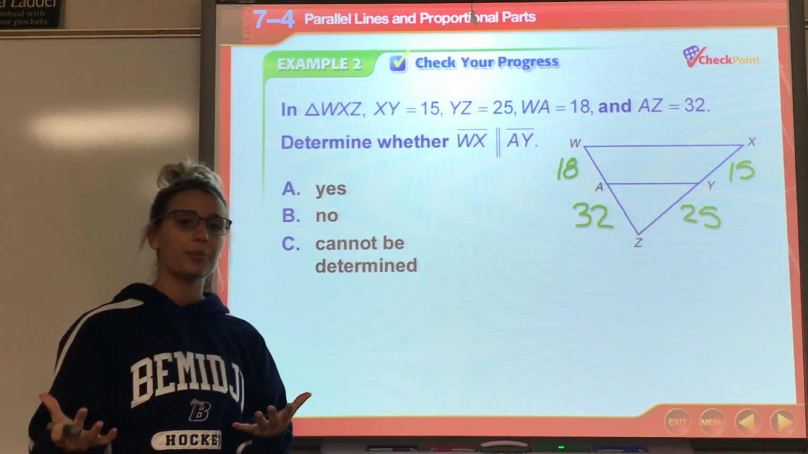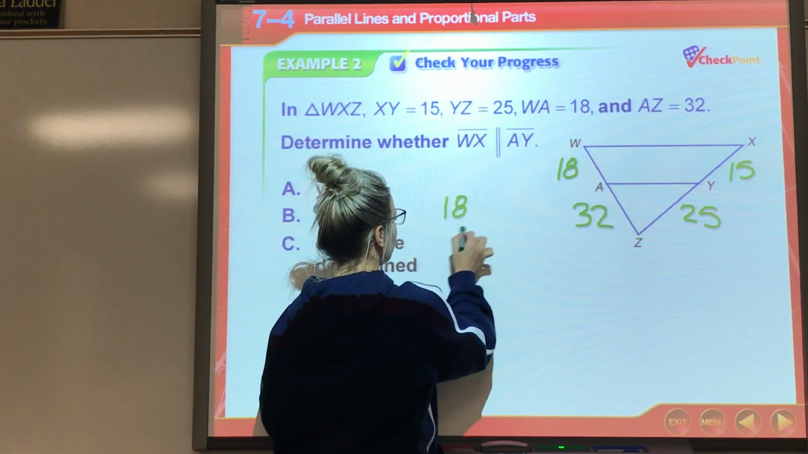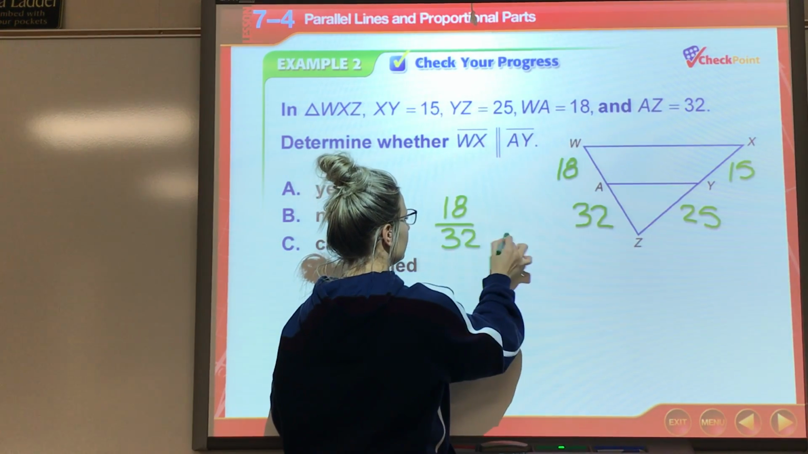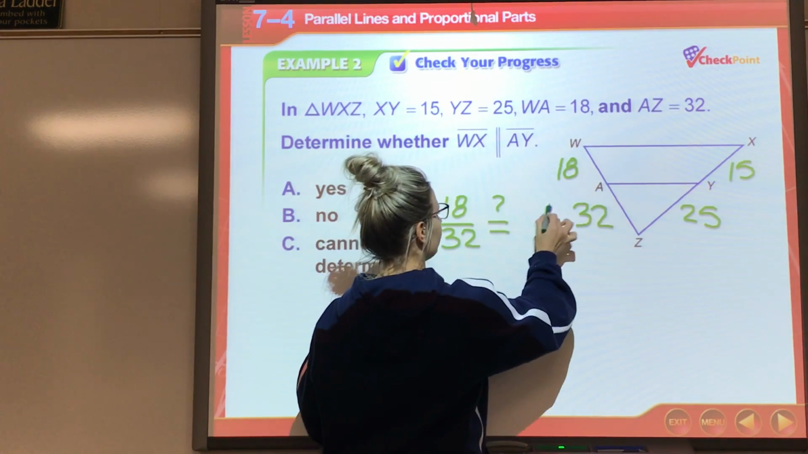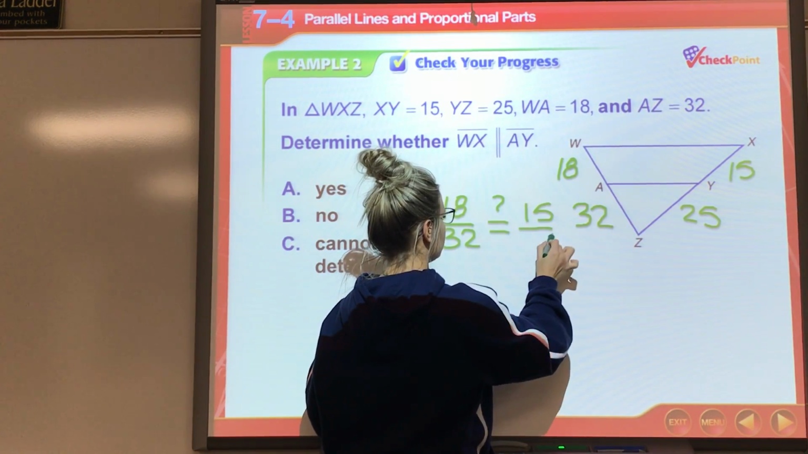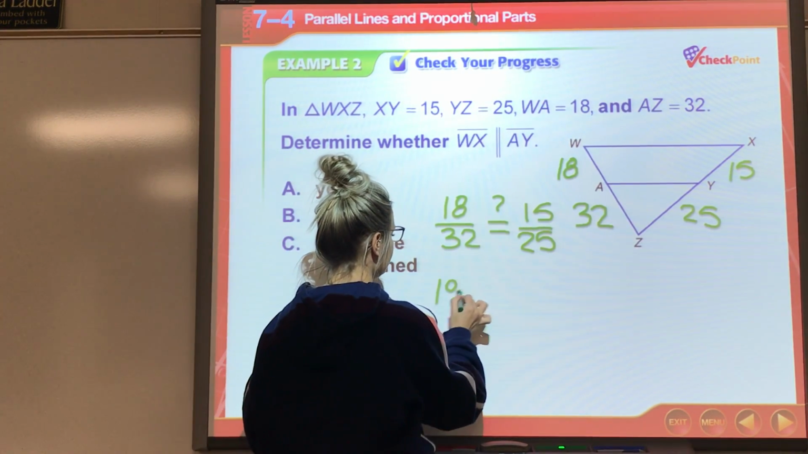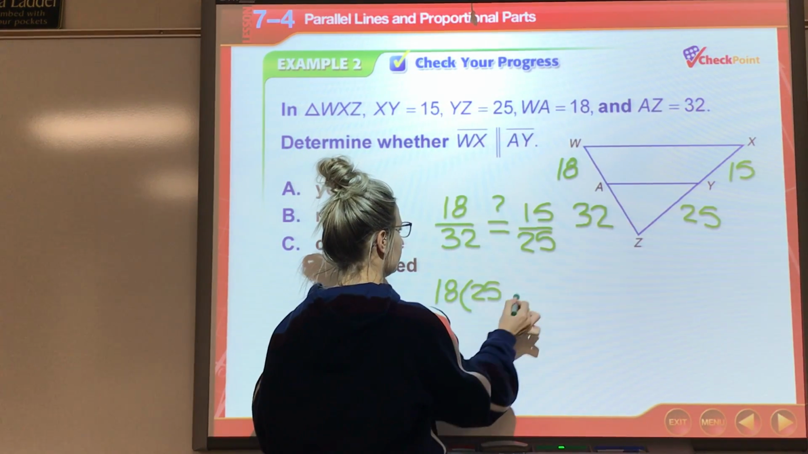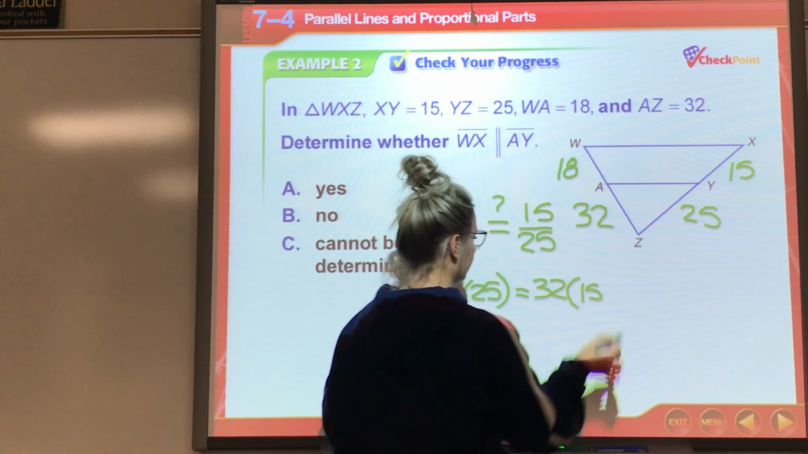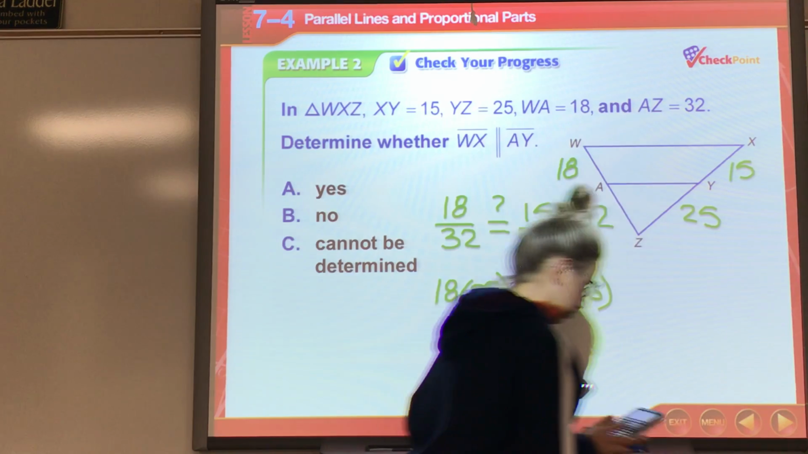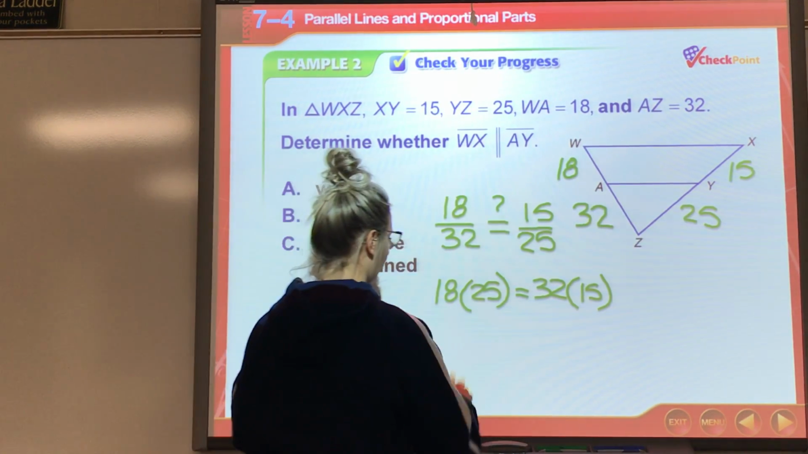Okay, so we're going to set this up in a proportion to see if they are proportional. So I'm just going to say 18 over 32 equals, I'm going to put a little question mark because we don't know if they're equal or not, 15 over 25. Well, if we apply the cross product here, we should have 18 times 25 equals 32 times 15. Okay, well, if I do that quick over on my calculator here, we get 18 times 25. Here we get 450.